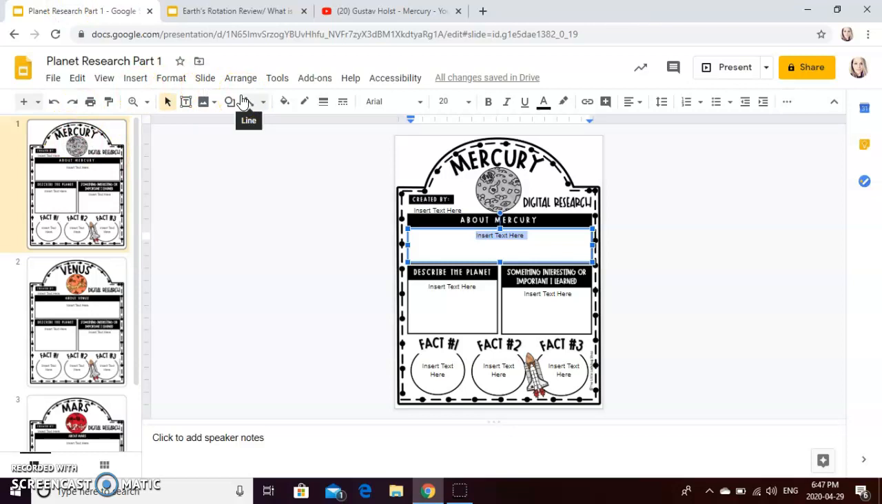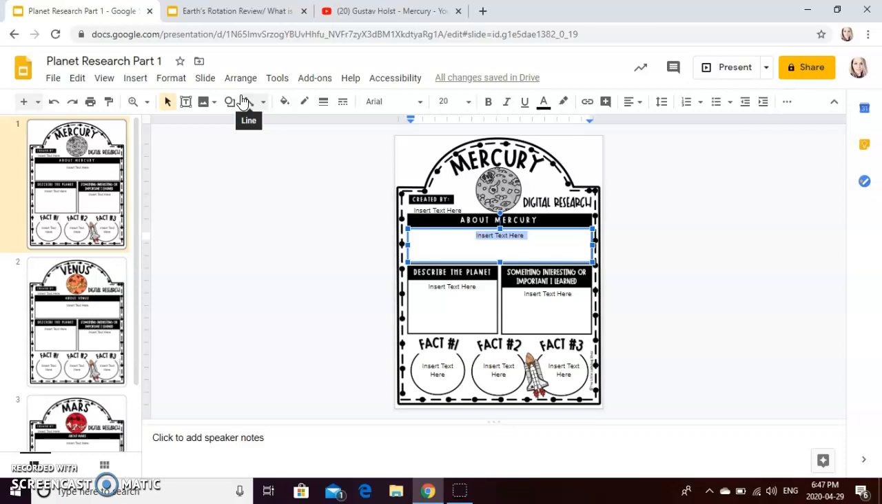So in the Google Classroom, when you click on the assignment, you're going to find a Google Slides document called Planet Research Part 1. You only have to complete the page for the planet you're choosing. You don't have to do all 3 of these, so just make sure you remember that. And all you're going to do is click in the Insert Text Here boxes, and that's where you can put your facts.